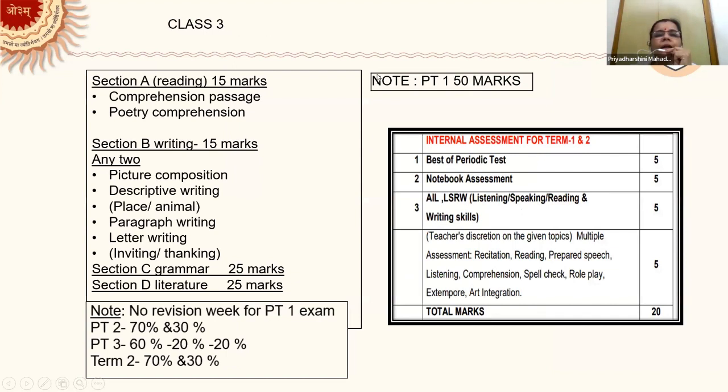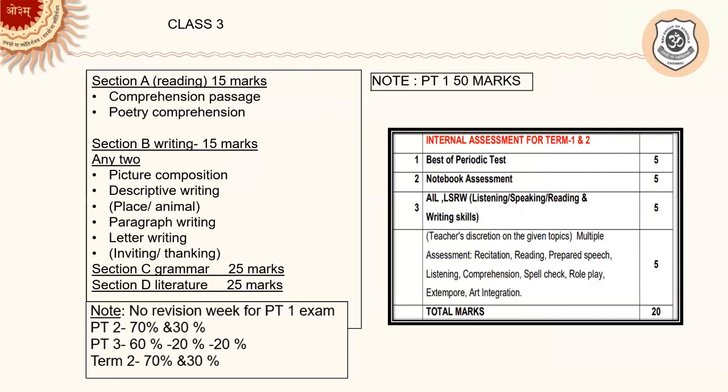So then for class 3, can anyone read this for me, teachers, volunteers? Can you read this pattern for me? Yes, ma'am. Please, ma'am. Thank you.